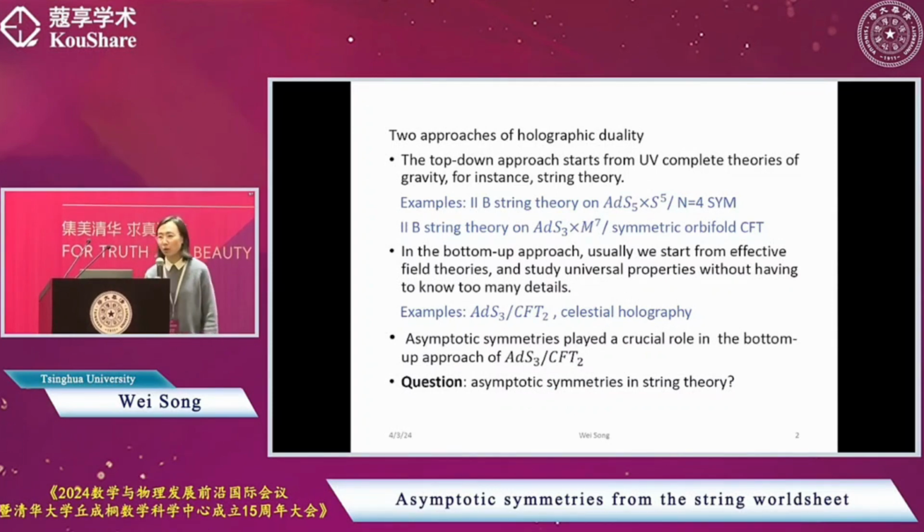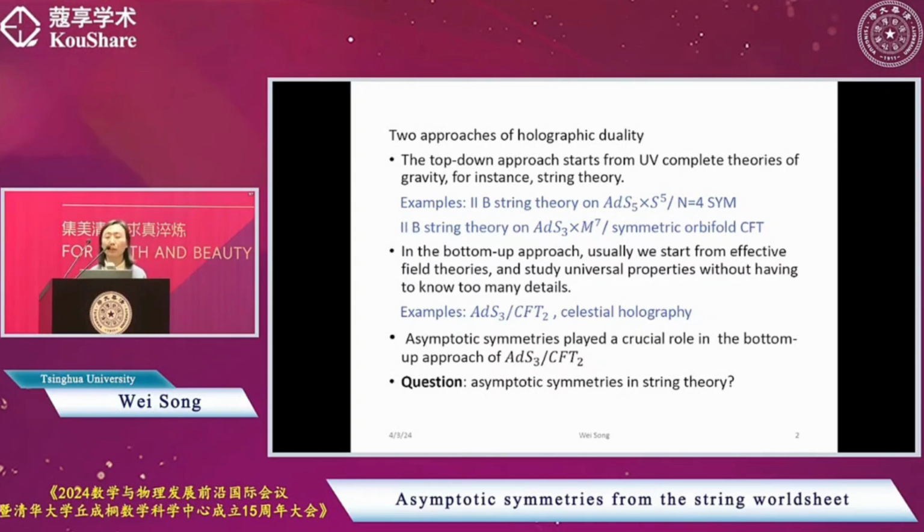During the past more than 20 years, there has been a main development in the field of quantum field theory and quantum gravity. That's the so-called holographic duality. It relates quantum theory of gravity in higher dimensions and quantum field theory without gravity in a lower dimensional space-time. In the literature and in the community, there are two main approaches in doing this duality.